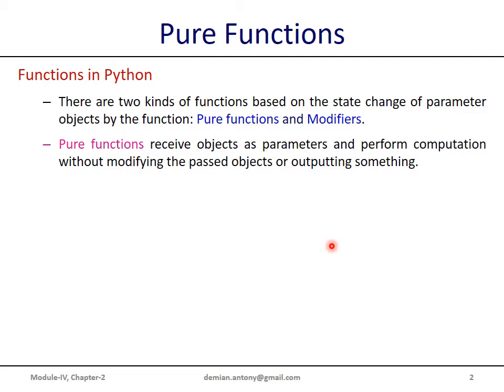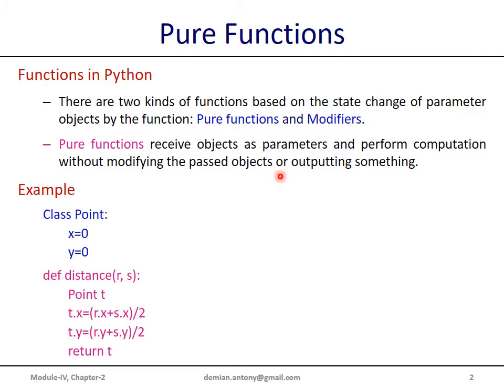Functions are classified as pure functions and modifiers. This classification is based on the state change made by the functions. Pure functions are the functions which take objects as a parameter and perform some computation without modifying the passed objects or outputting something. Let us take up one example.